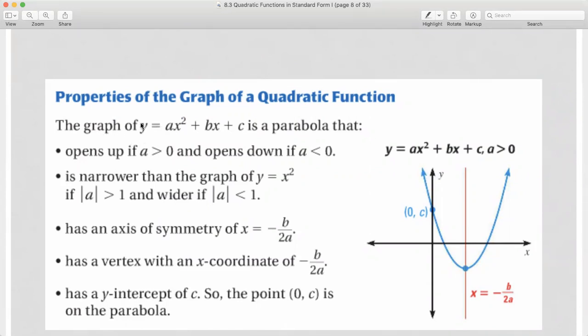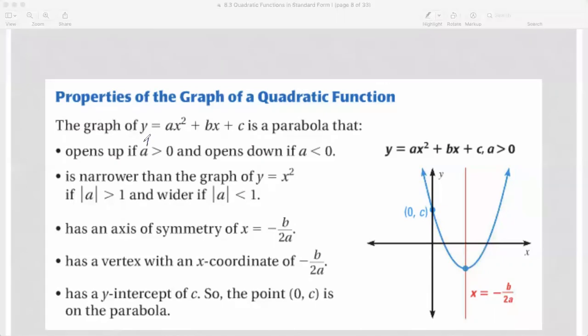The graph of a quadratic, that's something in standard form, is a parabola that either opens up or opens down. They're saying if a, your first value, is positive, we already know this, it's going to open up. And if a is negative, it's going to face down. We were calling that a flip in the previous section.